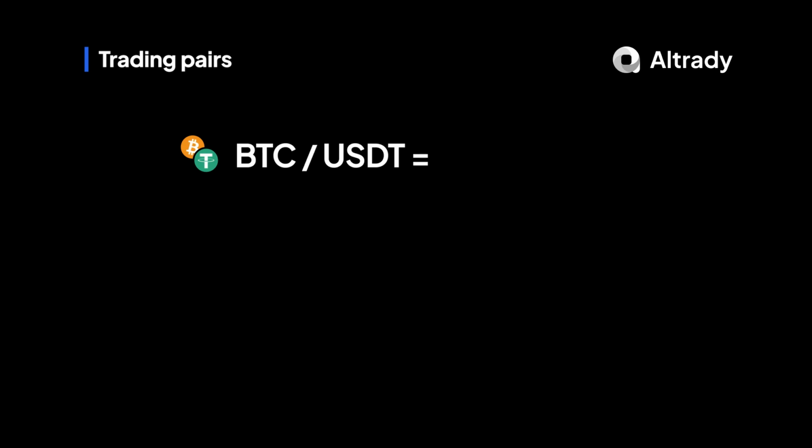The first part, BTC, is the base currency. It's what you're buying or selling. The second part is USDT. It's the quote currency. It's what the price is measured in.